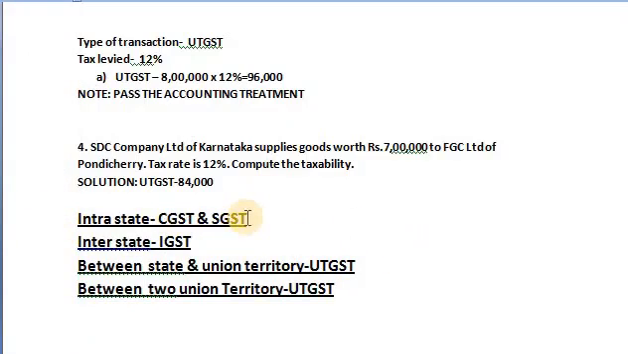Intrastate: CGST and SGST division. Interstate: IGST, no division. Between state and union territory: UTGST. Between two union territories: UTGST. These are the taxes which will be applicable when we go for calculation of the tax.